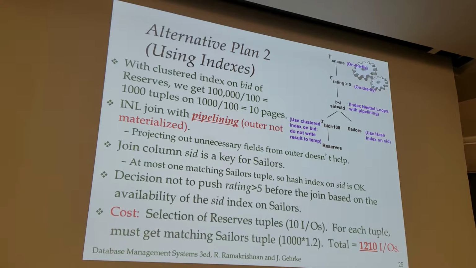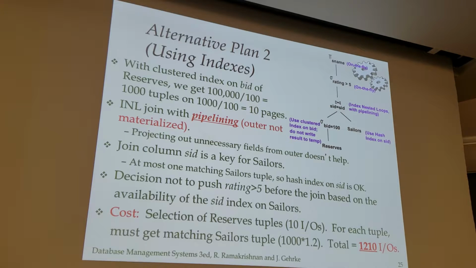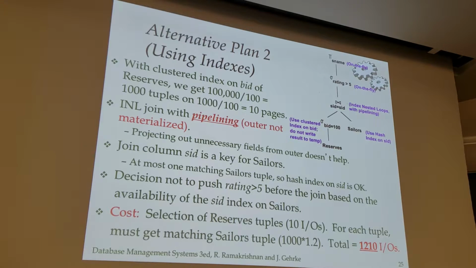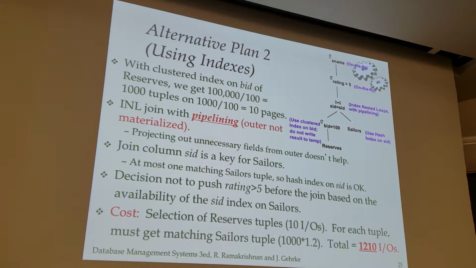For that tuple, I know what the sailor ID is, which corresponds to boat ID 100. I know what sailor I'm looking for, because I want to get that sailor's name. I can't get the sailor's name out of reserves. Reserves doesn't have the sailor name. So I find the matching sailor. How can I do that?